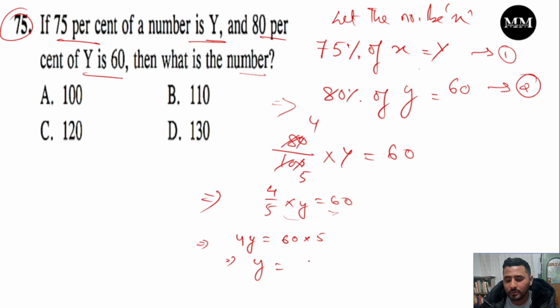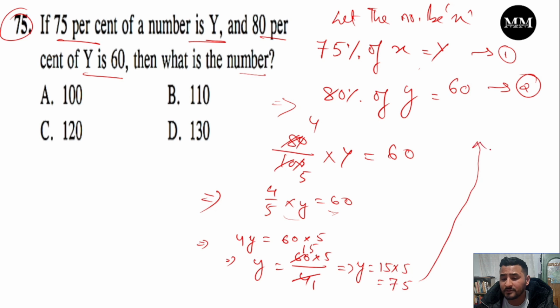Now find the value of y. How will we do it? y will be, bring this 4 down, 60 into 5 by 4. Start with the cancellation. 4 15s are 60, 4 5s are 20. So the value of y will be 15 into 5, which is equal to 75. Okay. Now y is 75.